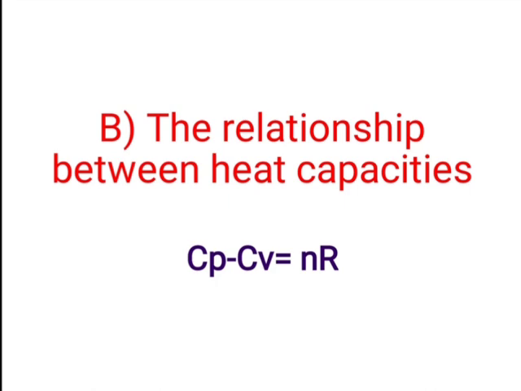And there is a relation which shows the relationship between the two heat capacities of a perfect gas, that is Cp minus Cv is equal to nR. Cp represents the heat capacity at constant pressure, Cv represents the heat capacity at constant volume, n represents the number of moles, and R is the molar gas constant. So the heat capacity of a perfect gas is about 8 joule per Kelvin per mole larger at constant pressure than at constant volume. So this is all about the internal energy and the enthalpy.